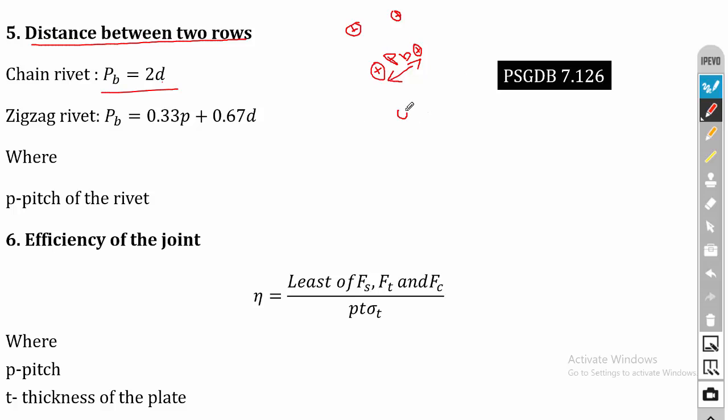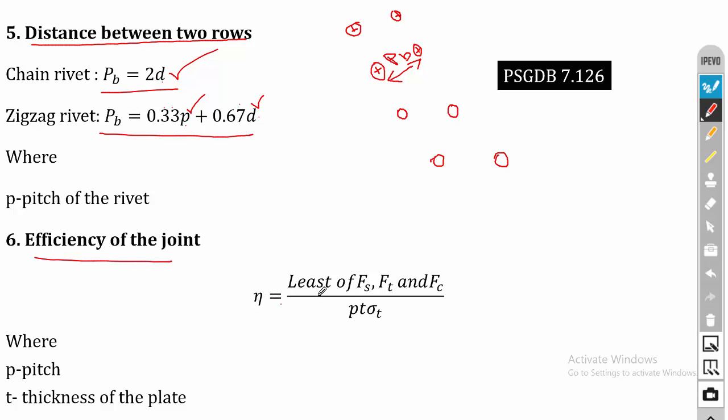Sometimes we may have zigzag type of rivets. In case of zigzag rivet, PB is equal to 0.33 times the pitch plus 0.67 times the diameter of the rivet. Here P is the pitch and D is the diameter of the rivet. In the problem they will specify whether it is chain rivet or zigzag rivet, and you can select accordingly. Then the last point is efficiency of the joint.